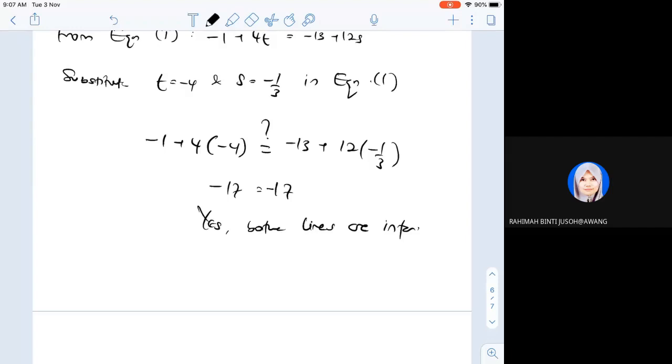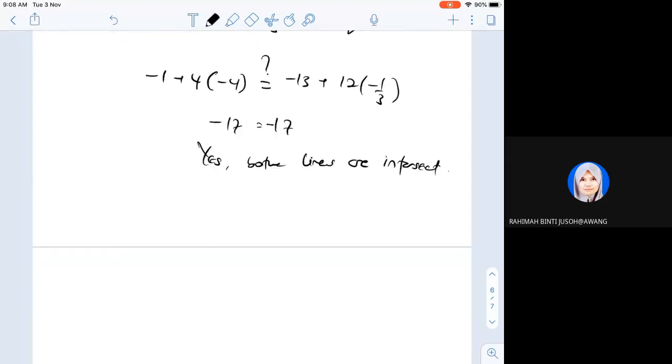Intersect. Okay, so ini untuk test the intersect lah. But in this question, dia tak suruh pun kita test. Cuma saya ajar you cara untuk test intersect. Alright, so next, in this question, we need to find the point of intersection.